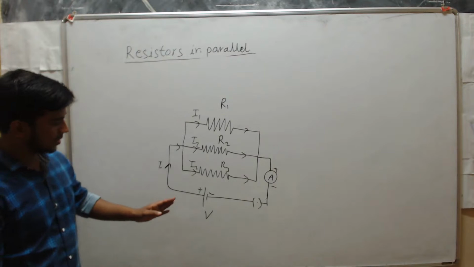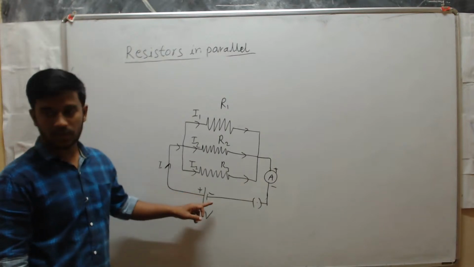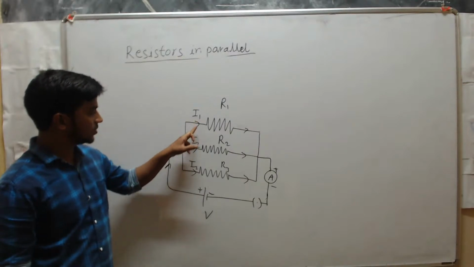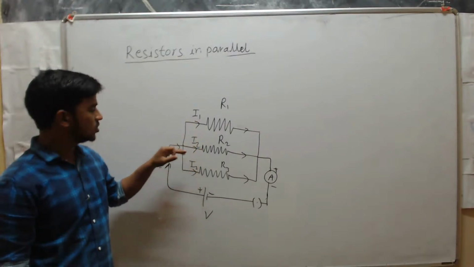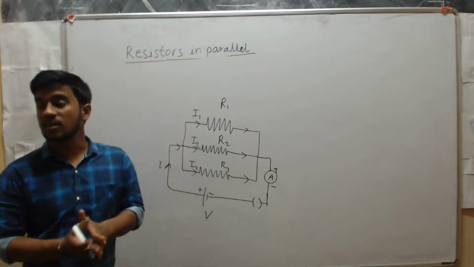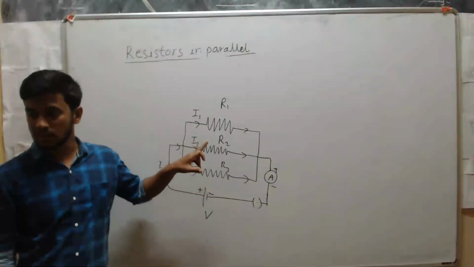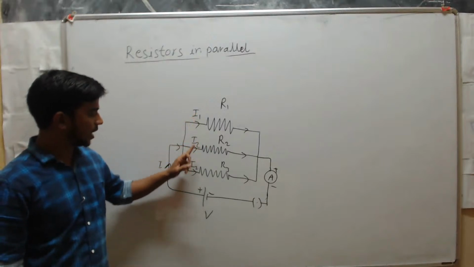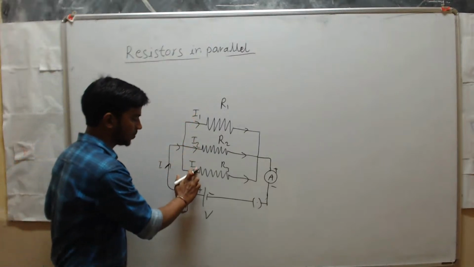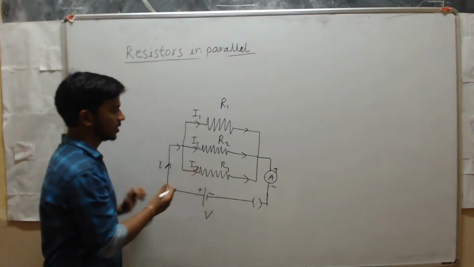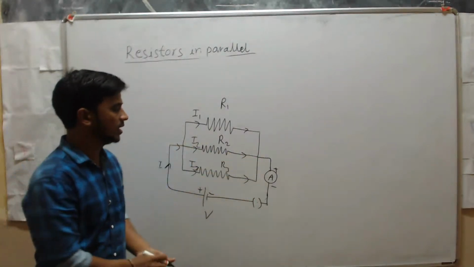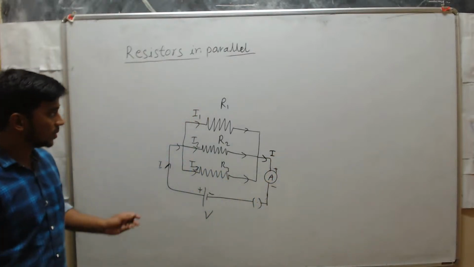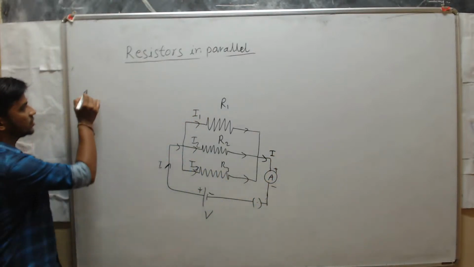Now here, see the direction of current flow, positive to negative, right? Here the current I flows, but here there are three branches. So what happens here? The current divides. Here I divides into I1, I2, and I3. Once again you come together and you will get I here. So in parallel, current is different.